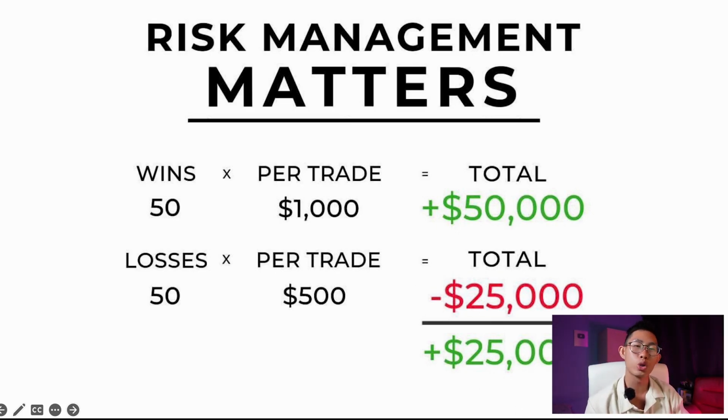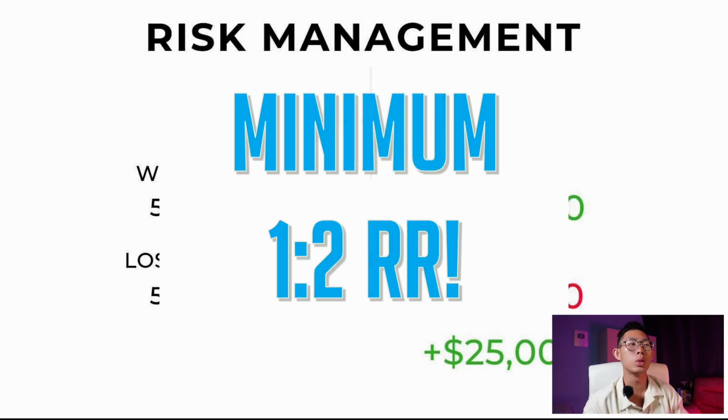This is exactly why you should only take trades with a minimum risk to reward ratio of 1:2, right? Always aim to get 1:3, or the higher the better. Basically, make sure the minimum is 1:2. This is how I trade.